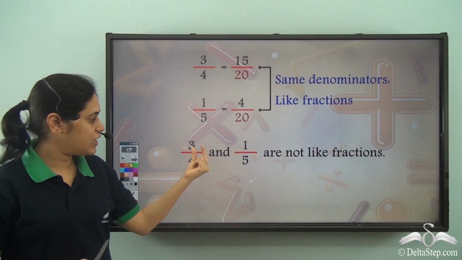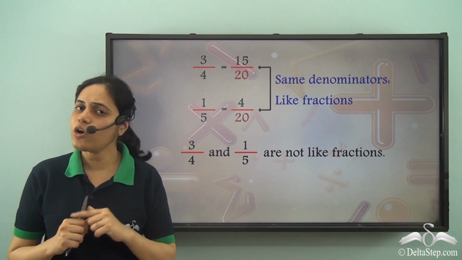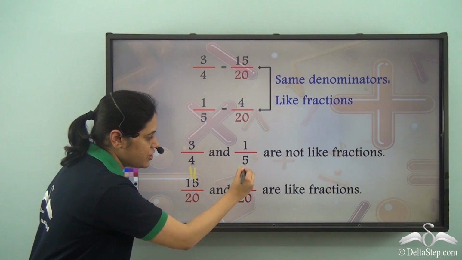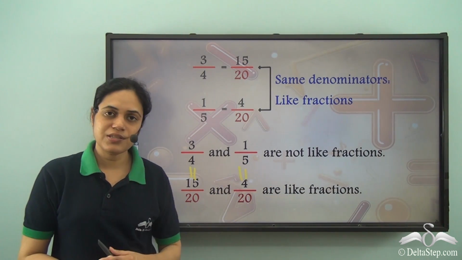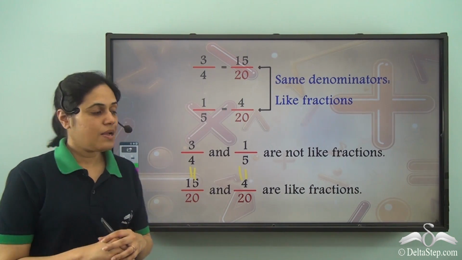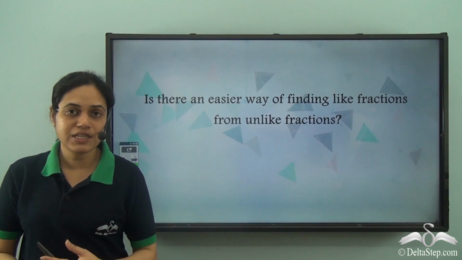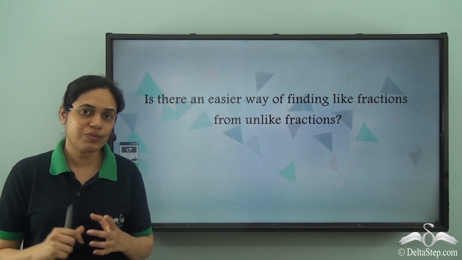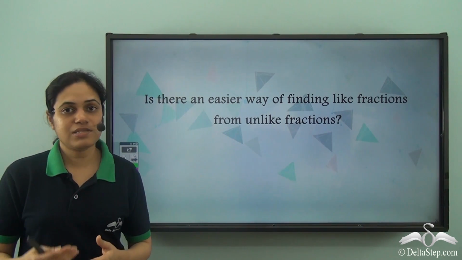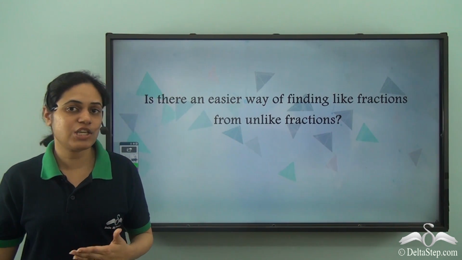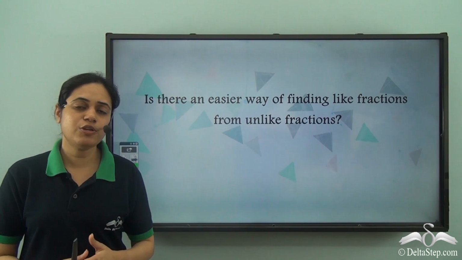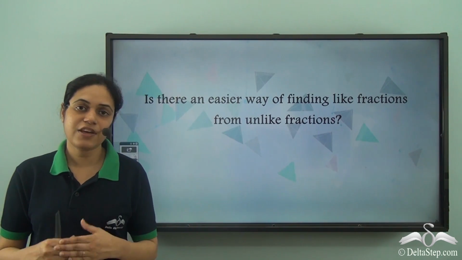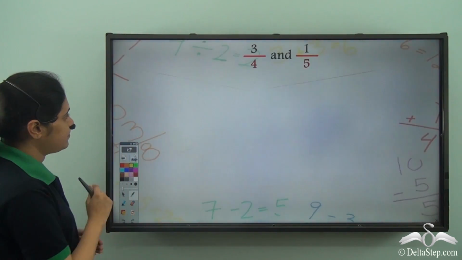So to start with, 3 by 4 and 1 by 5 are not like fractions. But we find their equivalent fractions which are like fractions and we can add them. But in order to find the equivalent fractions which are like fractions, we need to write a lot of equivalent fractions. And in some cases, even after writing many such equivalent fractions, you may not be able to find like fractions. So is there a simpler way to do that? Yes, there is. Let us see what that is.